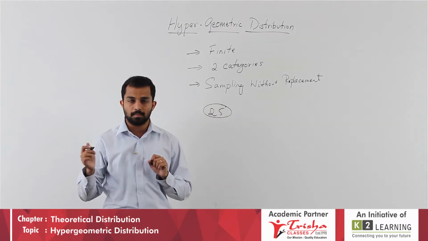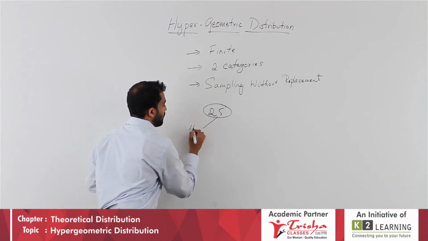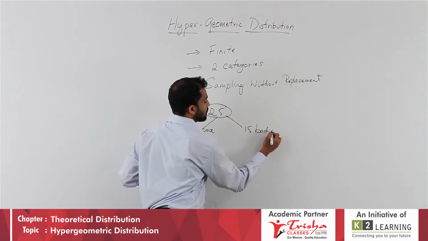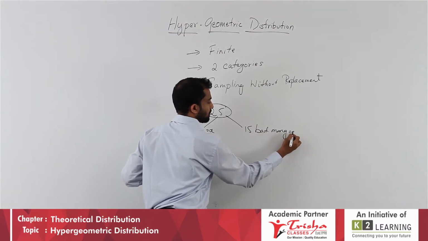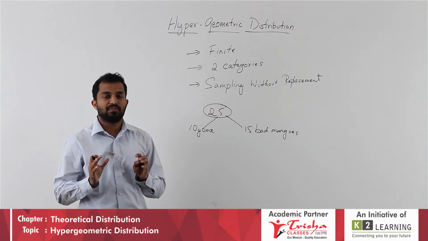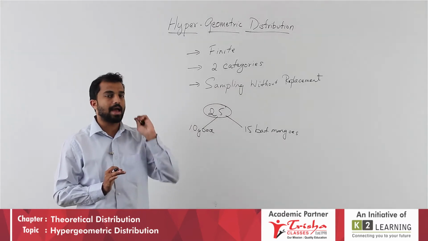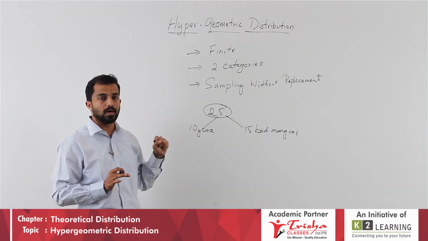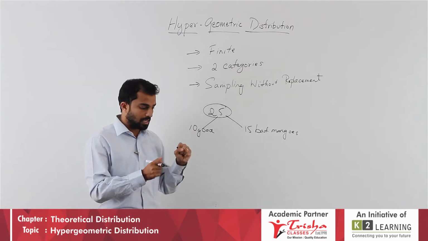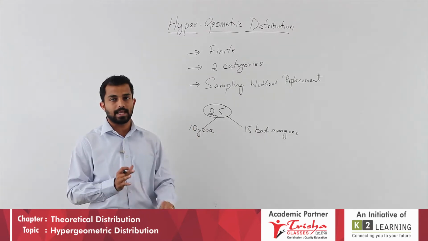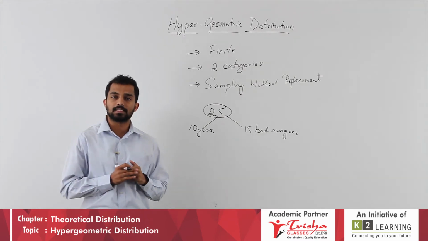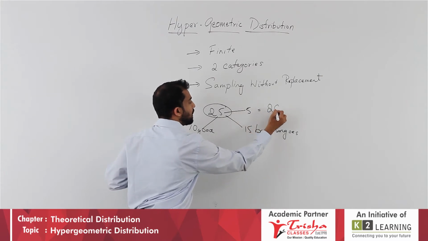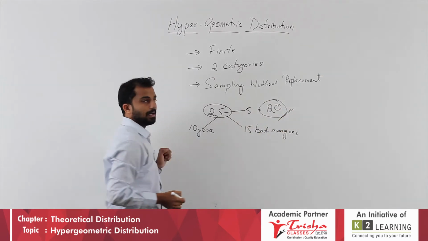25 mangoes in a box, in which 10 are good mangoes and 15 are bad mangoes. The first time I am picking 5 mangoes from the good ones. Once I pick up 5 mangoes, I will not put them back into the box again. I will take them and keep them separately. So I have removed 5 mangoes, and only 20 mangoes will remain.